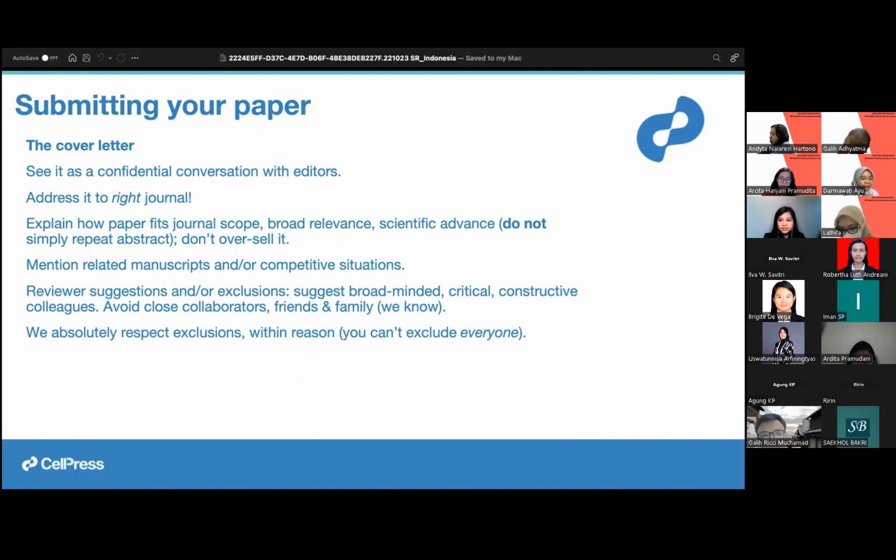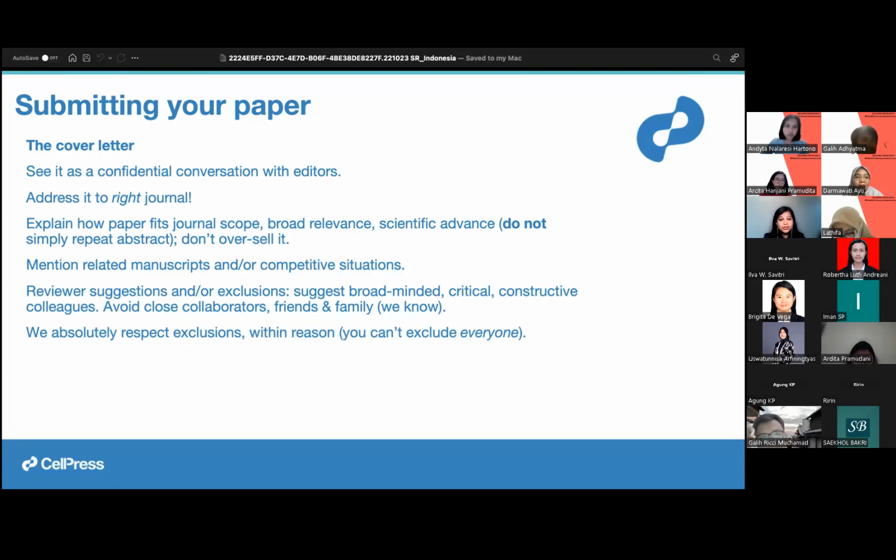If there are related papers or competitive situations, other groups working on the same thing, please mention it. Another important thing that the cover letter does is to provide reviewer suggestions. You're welcome to suggest experts who you think are best placed to review your paper. We recommend that you suggest people who you know are going to be broad-minded, who are critical, who will have useful things to say, who are experts in your field, who know the field.